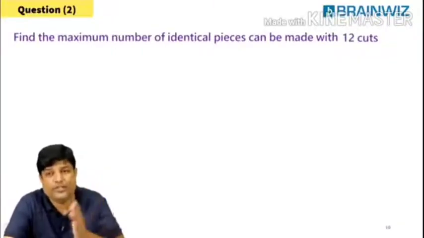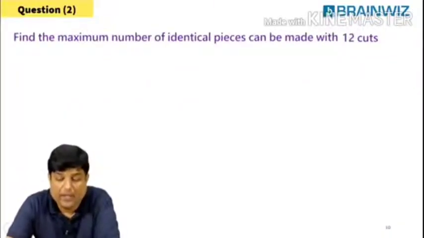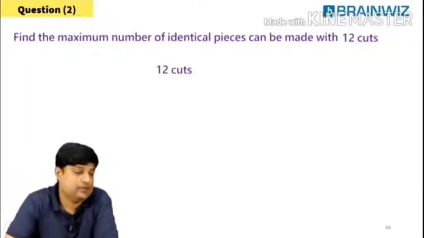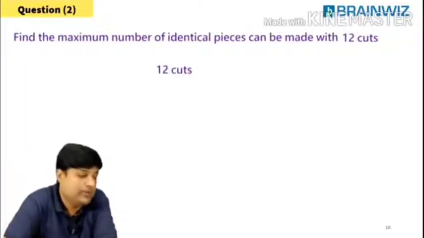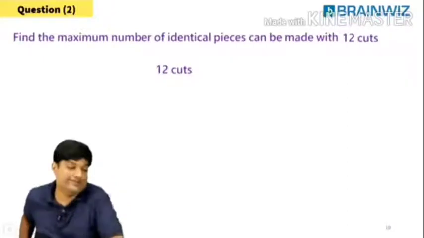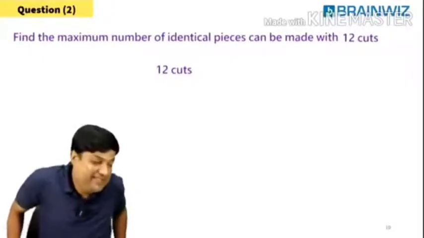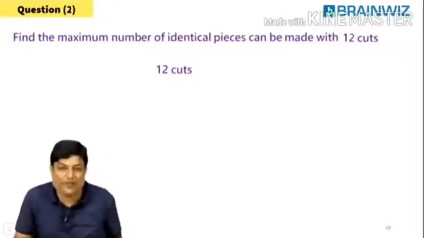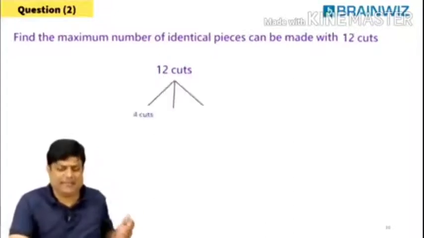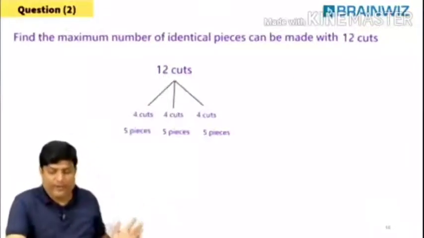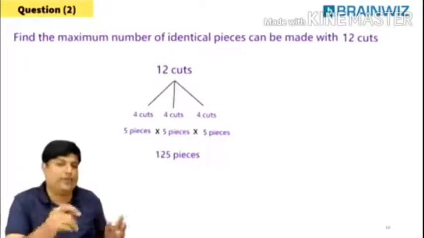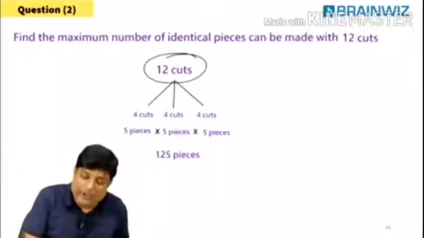Students, let me just try to teach you one more basic thing here. If I give you 12 cuts, you tell me how many pieces, beta? Jaldi batao. Come on. Anyways, let's try to move forward. How 125, sir? Very simple, sir. 4, 4, 4, 5, 5, 5, and we got 125.